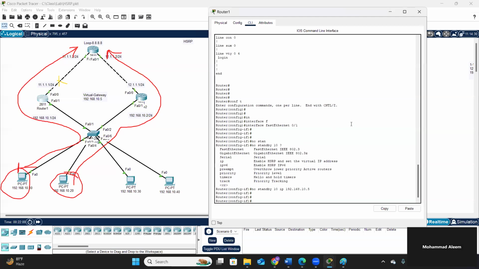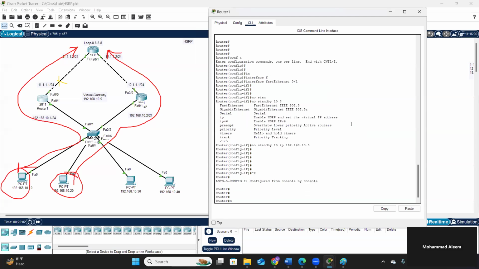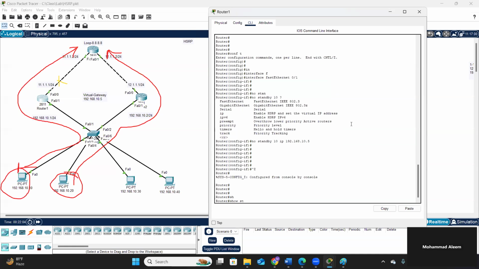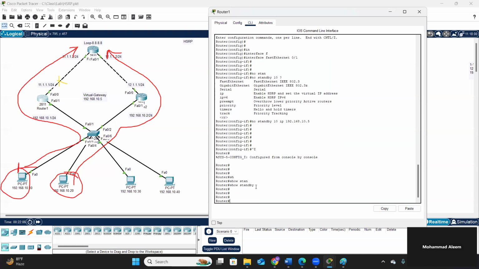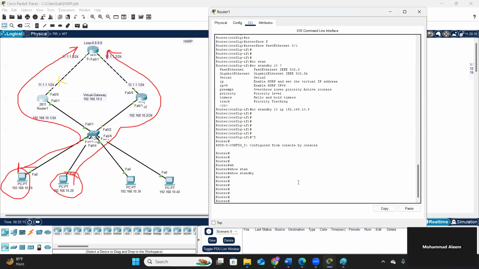Before that, I will shut down this interface. Now there is no standby router. Yesterday I configured it. Now we can verify. No HSRP is working here.